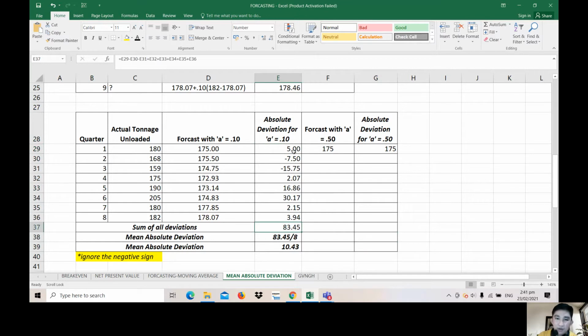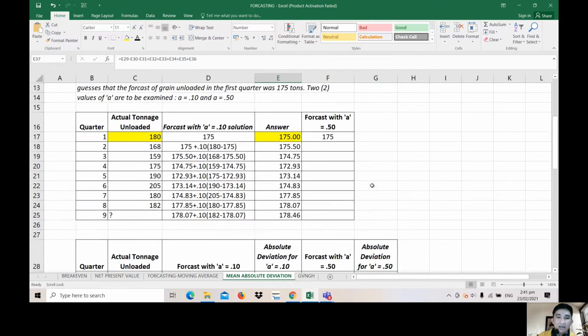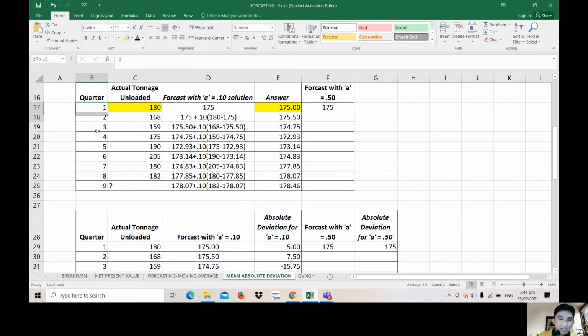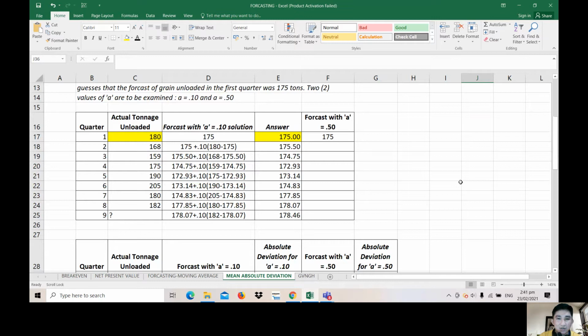Okay? So if you are going to add it all together, 83.45. 83.45 will be divided by the number of periods. Diba? Sabi ko, divided by n. Okay. Ayan. Ilan ba yung number of periods? 8 quarters, sir. Okay. So, iti-divide natin siya by 8. 83.45 divided by 8. Then, our mean absolute deviation is 10.43. Okay. So, I hope nasundan. Okay, so that's mean absolute deviation.